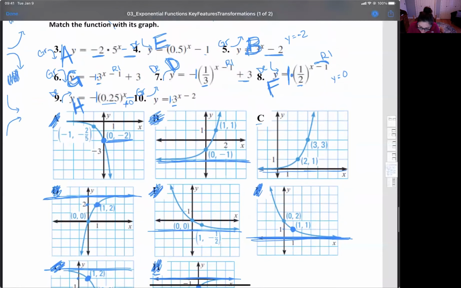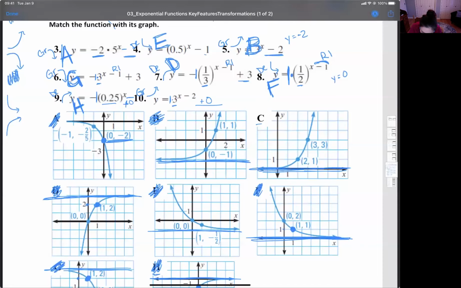And then our last graph here, 10. Growth, going the direction I expect. It's not flipped. Our only option left is C, so that kind of narrows it down. But if we just check those key features, I don't see anything here at the end, so that means my asymptote is going to be 0, which we see on the graph of C.